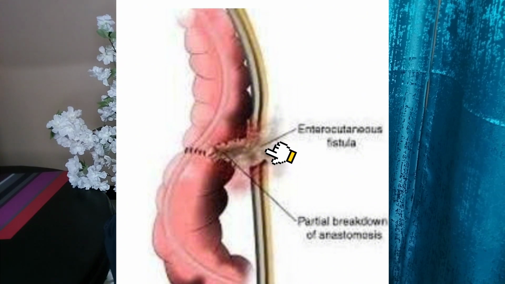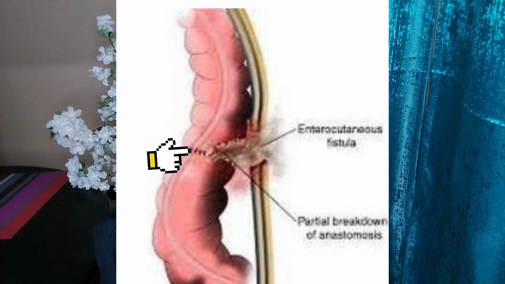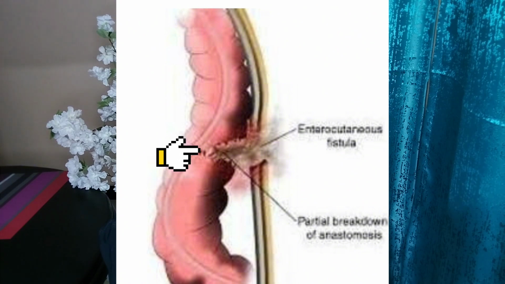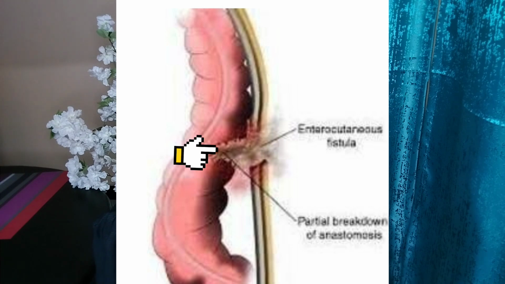An enterocutaneous fistula is an abnormal connection between a part of the intestine and the skin. This abnormal connection allows fecal matter to flow from the lumen of the intestine to the outside of the body through an opening in the skin.